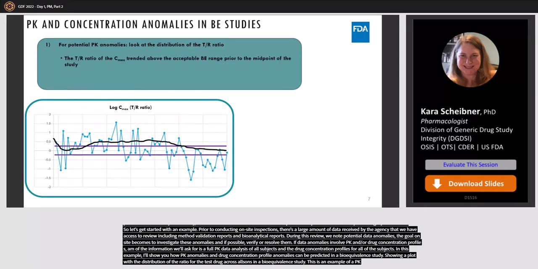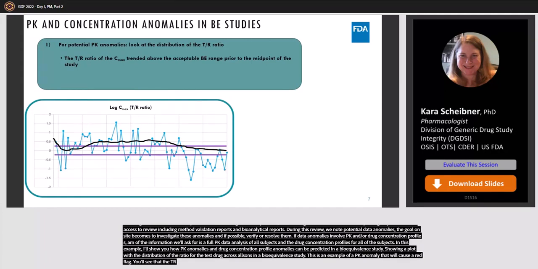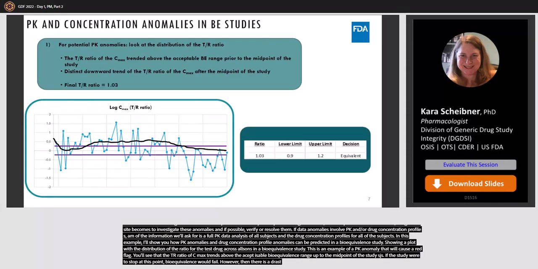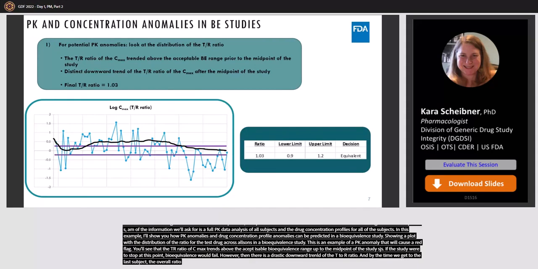You can see that the TR ratio of Cmax trends above the acceptable bioequivalence range, outlined here in purple, up to and a bit past the midpoint of study subjects. If the study were to stop at this point, bioequivalence would fail. However, then there is a drastic downward trend of the T to R ratio. And by the time we get to the last subject, the overall ratio is 1.03, and the study demonstrates equivalence. Just think about this data while I move to the next few slides.